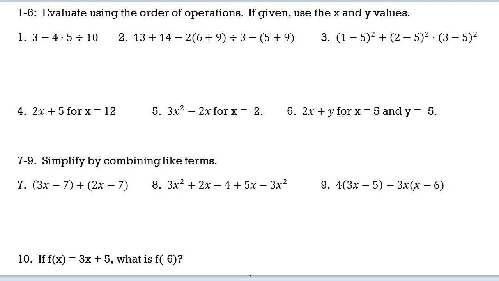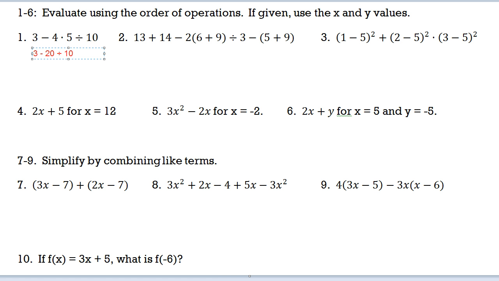And if given, for instance, in questions 4 through 6, we're going to take the values that we have been presented with, we're going to plug them in, we're going to see what happens. So for number 1, if we use the order of operations, the first thing we're going to have to do here is multiply. So the 3 is going to stay the same, but the 4 times 5, we are going to take care of that right away, and that's going to be 20. And then we are going to divide it by 10.